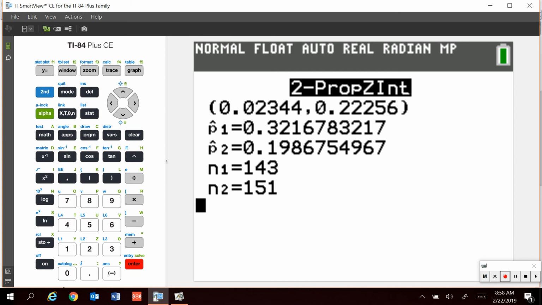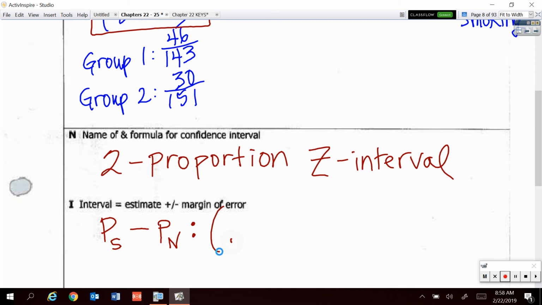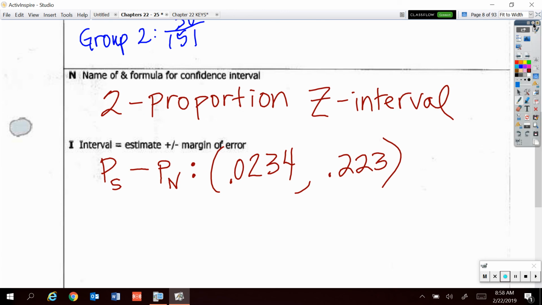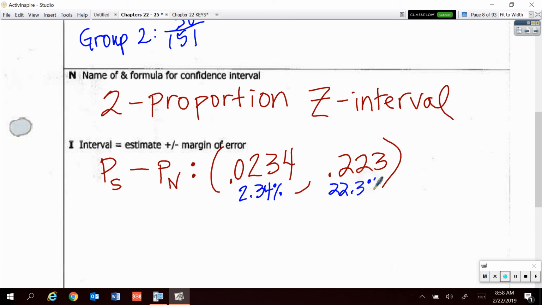Actually, if you think about it, let's do 3 so we can have a decimal in our percent. 0.0234, 0.223. Okay, and of course, you can be thinking in your brain, this means 2.34%. And this one means 22.3%. Okay.